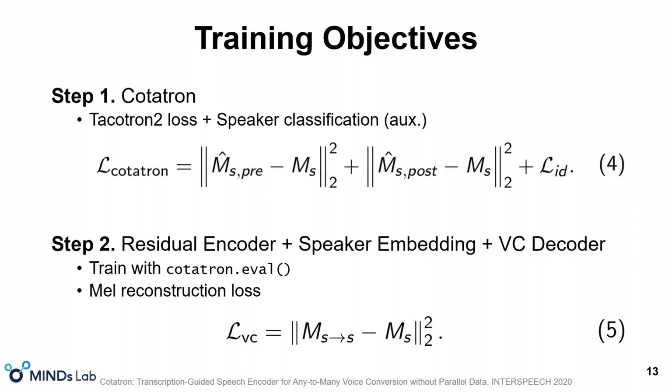Let me introduce the training objectives. Step 1. Only the Cotatron is trained with the typical Tacotron 2 loss, which will eventually lead the module to correctly infer the text-audio alignment. An auxiliary speaker classification loss is added to encourage the training of the speaker encoder of the Cotatron. Step 2. Other parts excluding Cotatron are trained with reconstruction loss. During this step, Cotatron is set to evaluation mode.